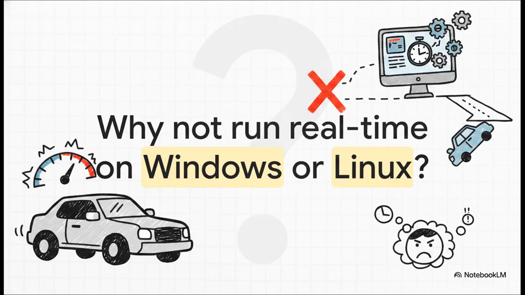Okay, let's dive into this with a really fundamental question. Think about it for a second. Why don't we just run our real-time embedded systems on the operating systems we use every single day, like Windows or Linux? I mean, it seems like it would be so much easier, right? But the reality is, if you put a standard OS in charge of, say, a car's anti-lock braking system, well, you might literally end up in a ditch. So we really need to understand exactly why these conventional environments fail when they're subjected to strict, unforgiving real-time constraints.